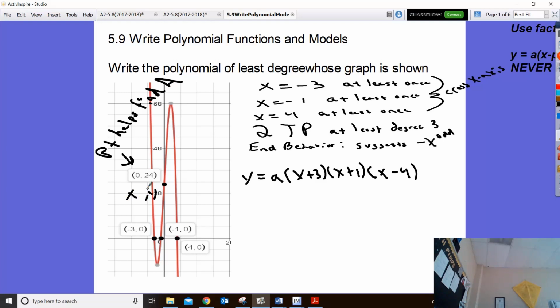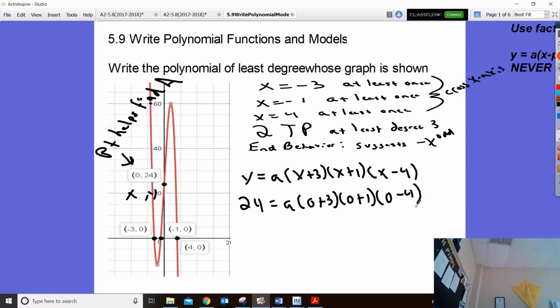If you want to solve for a, you have 3 unknowns in this equation, don't you? Yeah. How many unknowns can you have in an equation to figure it out? 1. That's the whole point of having that point, to reduce this down to one thing. y is 24, x is 0. Plug it in, and do a little bit of that math.